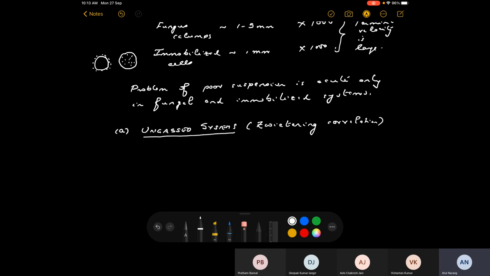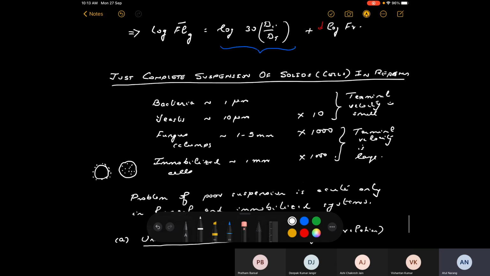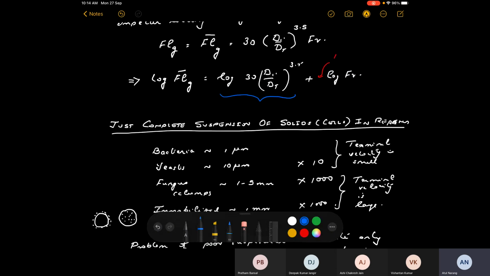First thing I should point out is the meaning of the word "just" in just complete suspension, as opposed to complete suspension. By just complete suspension, what Zwietering means is he's giving you the bare minimum impeller speed that is required to just prevent the cells from settling onto the bottom, not for complete mixing of the solids, but for prevention of settling at the bottom.